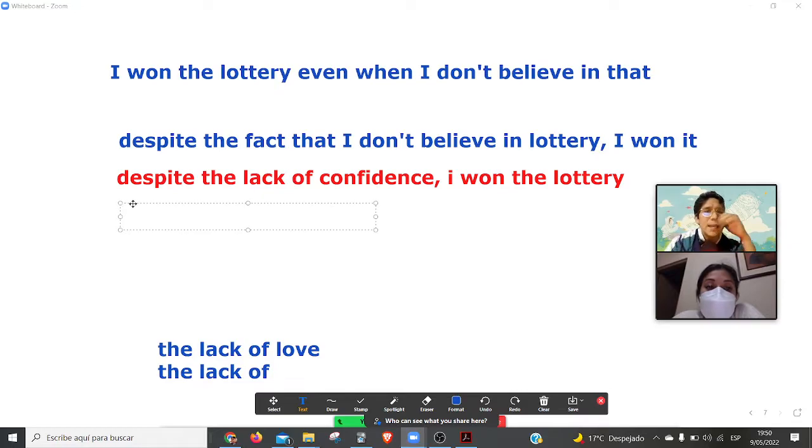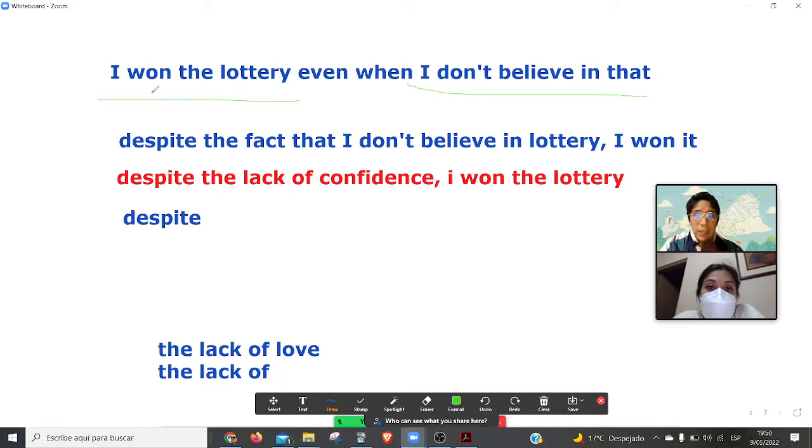A ver, te fijas. I won the lottery. No creo en la lotería a pesar de que... Despite. Me fijo, ¿es el mismo sujeto o no? Sí. Ya, ¿puedo usar entonces el ing o no? Sí. Ahora, ¿cómo sería? No, mira tu oración. Yo gané la lotería cuando no creo. Entonces, a pesar de que gané la lotería, yo no creo en eso.